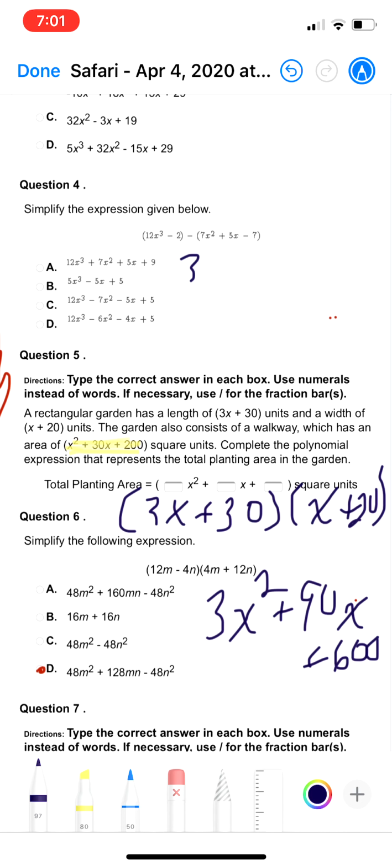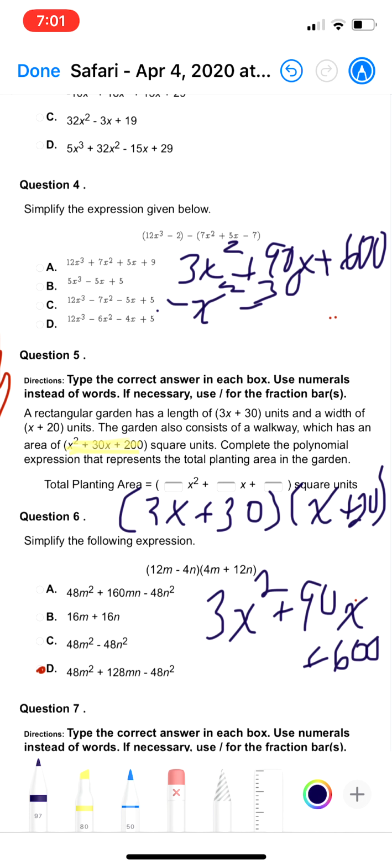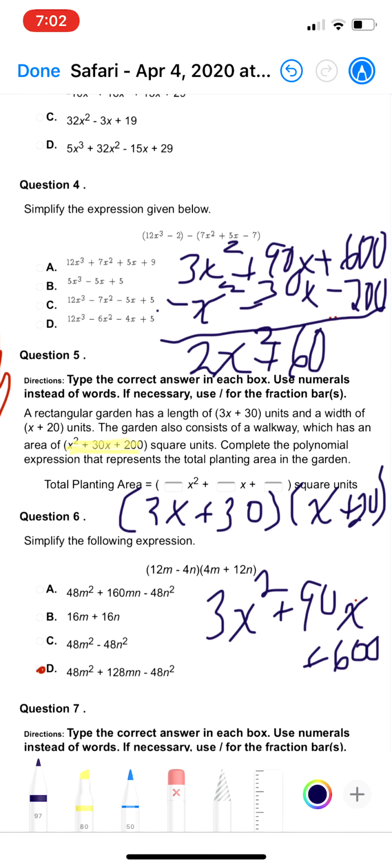3x squared plus 90x plus 600 minus x squared minus 30x minus 200. So 3x squared minus x squared is 2x squared. 90 minus 30 is 60. And 600 minus 200 is 400. And then you would just enter the answers in there.